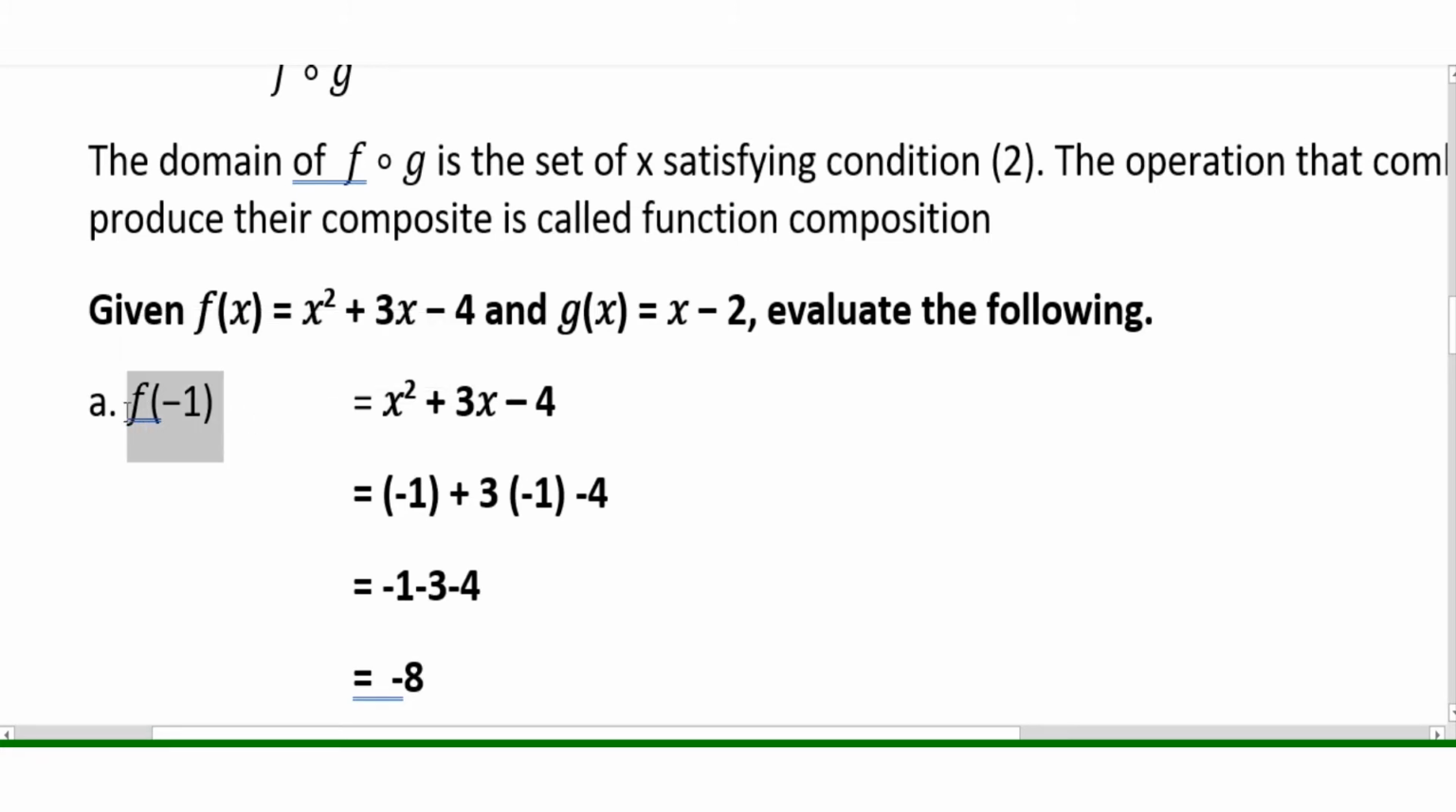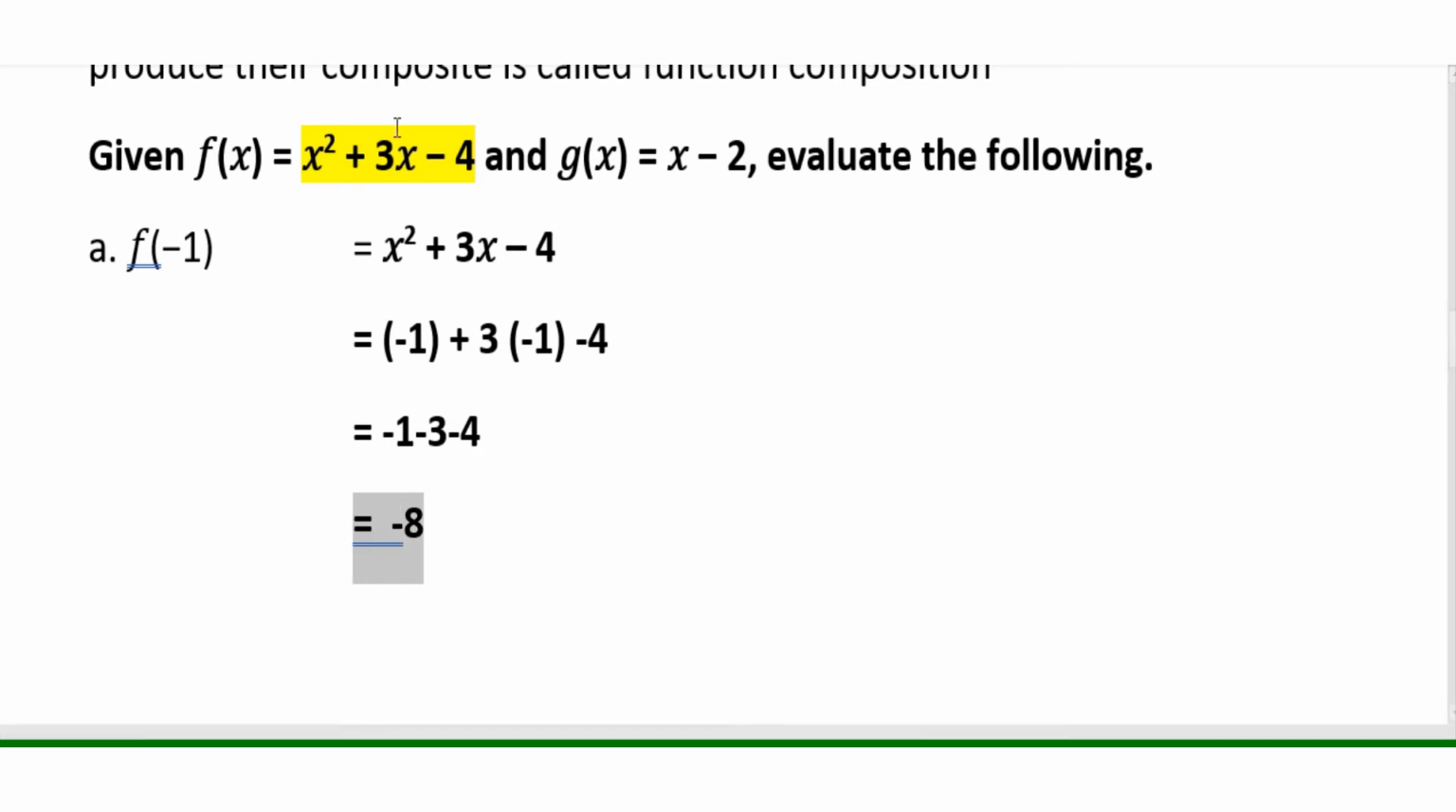Because it is noted that this is f, we will just go to the function f, which is x squared plus 3x minus 4. So, we'll just solve f of -1. Alright? So, x squared, we replace with -1. x, we also replace with negative 1, and then minus 4. So on and so forth, we have negative 8. Okay? So that is clear, right?